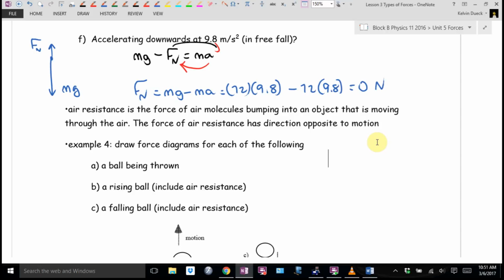If you've ever stuck your hand out of the window of a moving car, hopefully you've noticed the faster you go, the more air resistance. The slower you go, the less air resistance. It's actually the force of air molecules bumping into an object as it's moving through the air. And I did use the air cannon the other day to show you that air must have mass because it can apply force. Okay, here's the key. The force of air resistance always has direction opposite to motion.